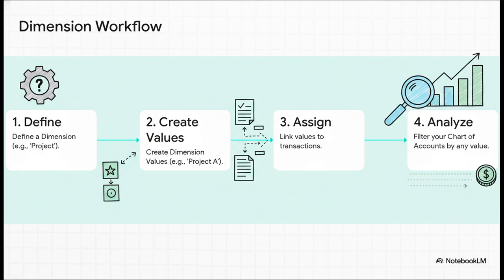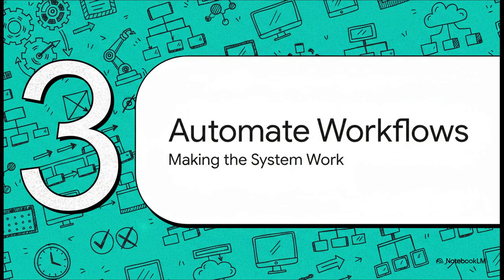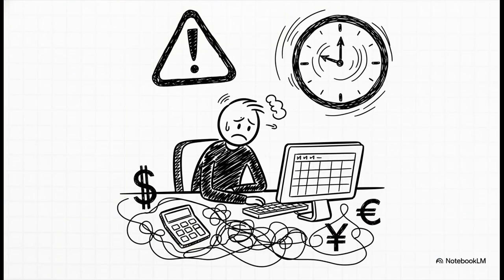It is powerful stuff. All right, we've got our structure in place. Now for the really fun part, section 3, automating everyday workflows. This is all about making the system do the heavy lifting for you, so we can cut down on those annoying manual errors. So here's a classic pain point.